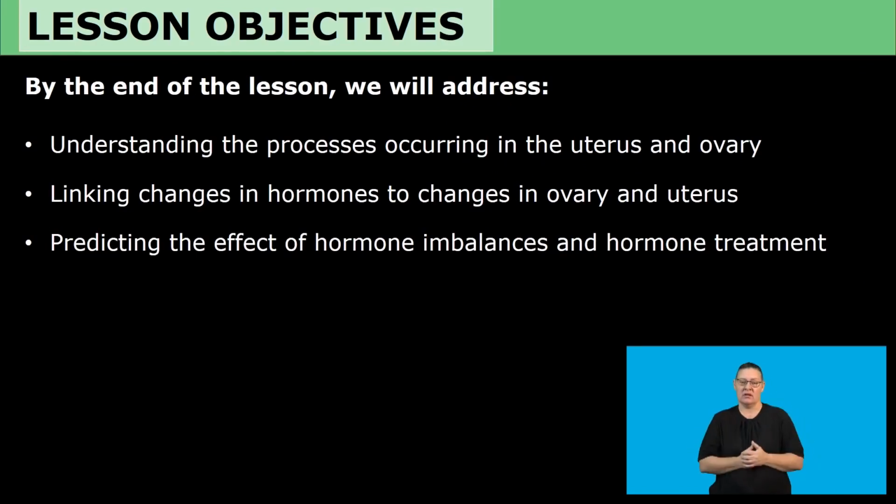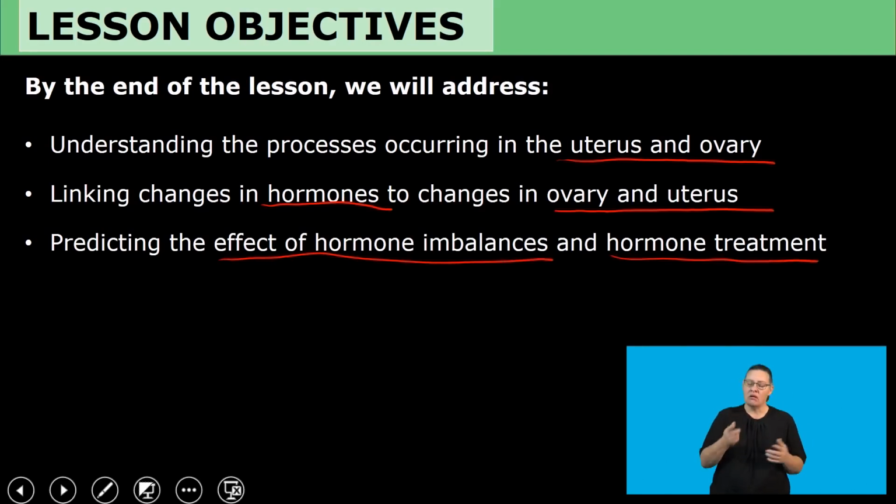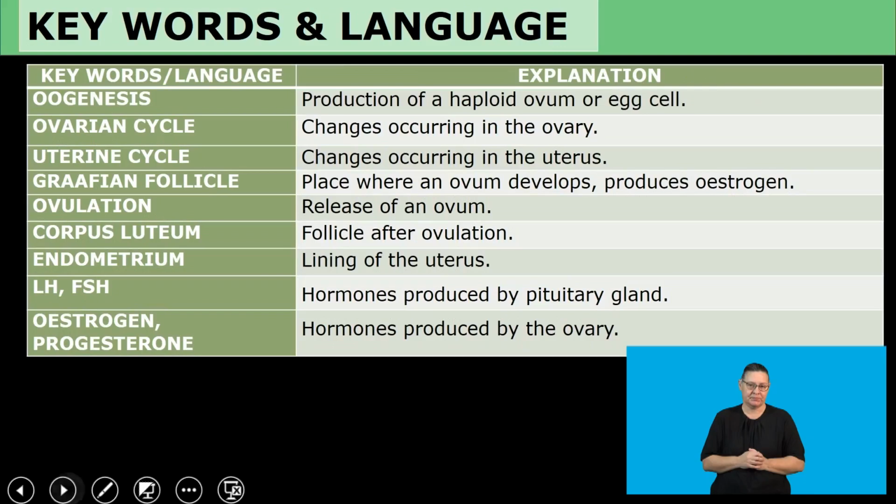Lesson objectives. By the end of this lesson, we should be able to understand the process occurring in the uterus and ovary, and we should be able to link changes in hormones to changes in ovary and uterus. You link the two. And we should be able to predict the effect of hormone imbalances and hormone treatment. These are the objectives. Keep them at the back of your mind.